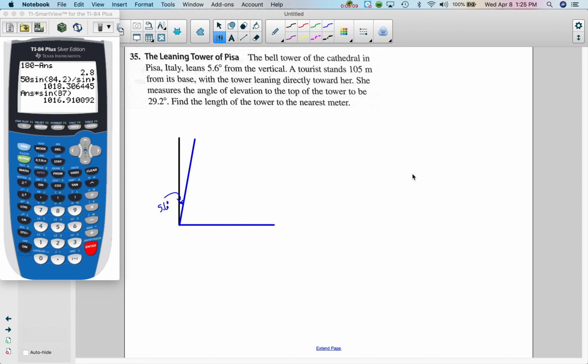Okay, number 35 is another example. The Leaning Tower of Pisa. The bell tower of the cathedral in Pisa, Italy, leans 5.6 degrees from the vertical.